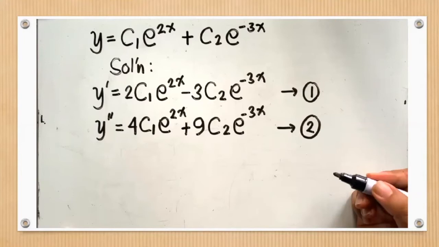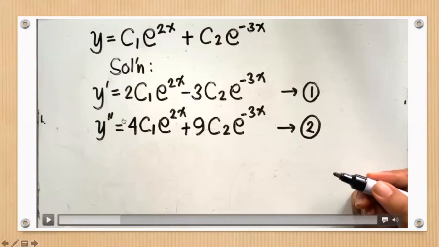So we have to do something with these equations. It depends on what is more convenient to you. You can eliminate C sub 1 first, solving for C sub 2, or you can eliminate C sub 2, solving for C sub 1. As you can see in our final equation, you have 4 C sub 1 e raised to 2x plus 9 C sub 2 e raised to minus 3x. As you notice here, the coefficients of e raised to minus 3x have different signs. So what do we do to eliminate this part? We can introduce a factor.